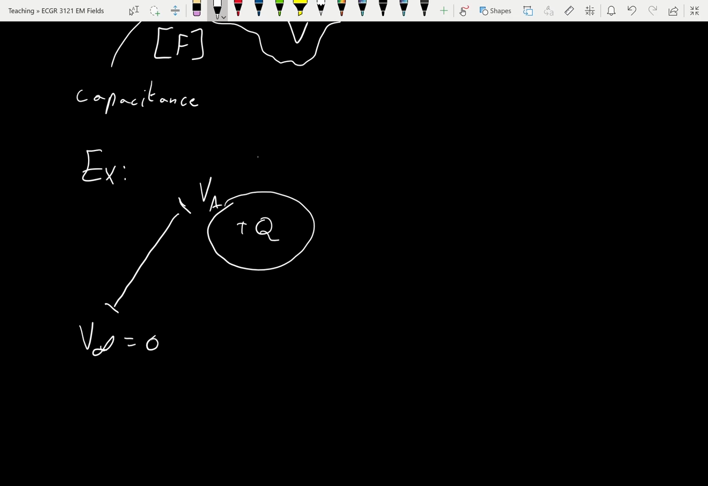So in this case, C equals Q, the charge appearing on the object, over the voltage of the object. So we can look at capacitance from that perspective for a single object.